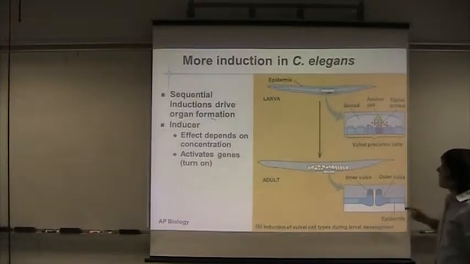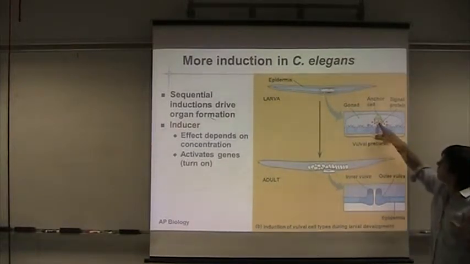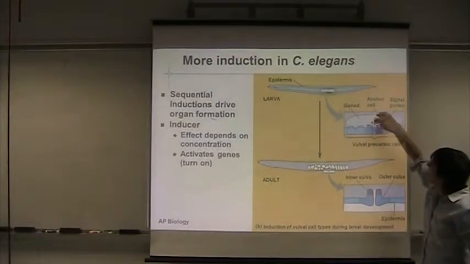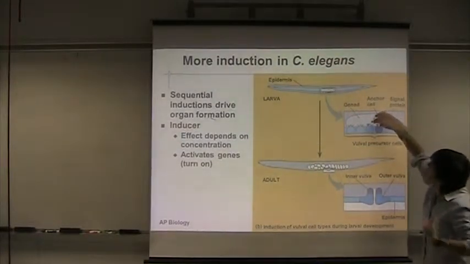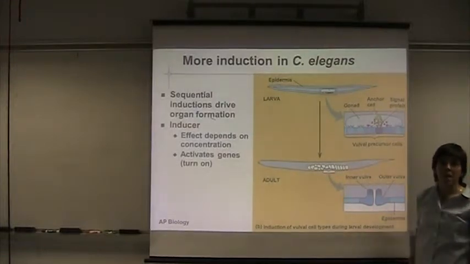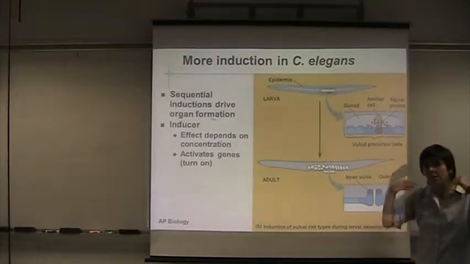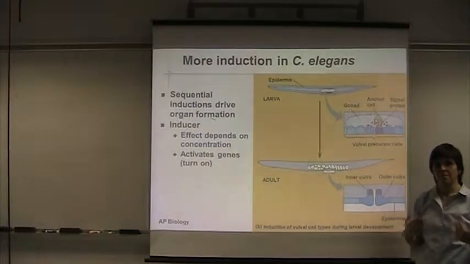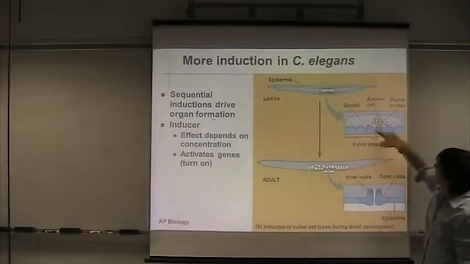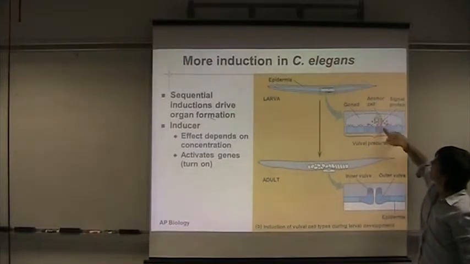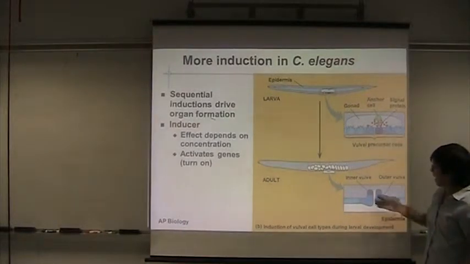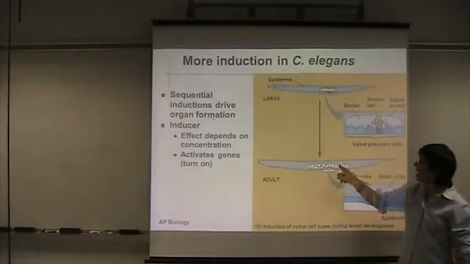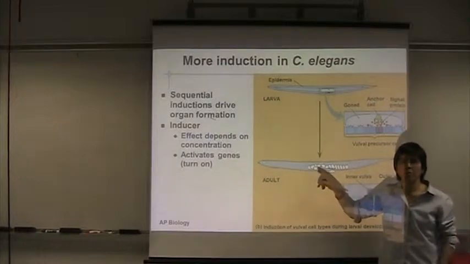Beautiful. Now, what happens if I'm able to block this gene? If I have a gene mutation that does not produce this signal molecule, what's going to happen? Yep. If I don't have that signal molecule, you're not going to have the inducer, and basically there's not going to be a vulva. So you're going to have eggs galore all over the place, but no way to get them out.